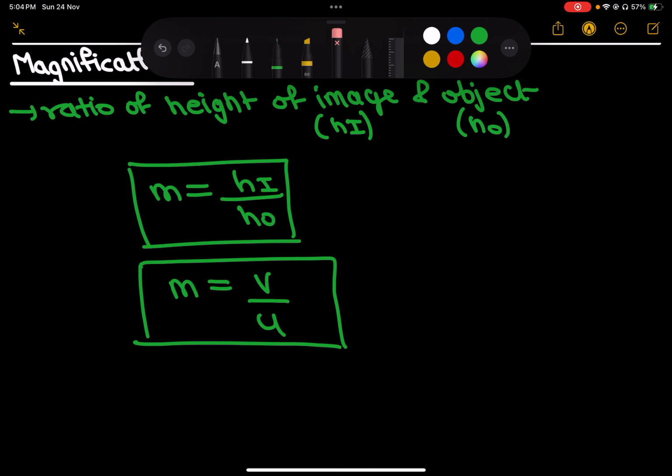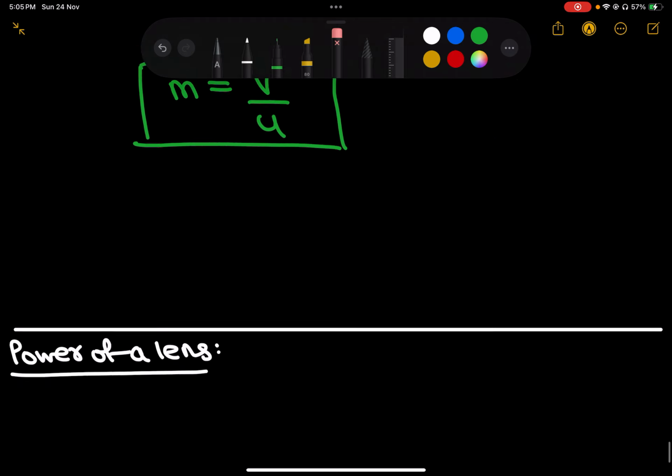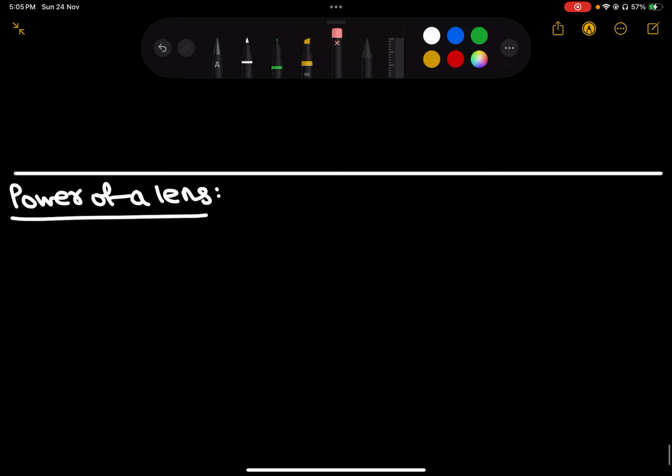So these are the two formulas for magnification. The first one is M is equal to height of image upon height of object, and second one is M is equal to image distance upon object distance. Okay, simple. Now we'll move on to the last part, which is power of a lens. Now, what exactly is power of a lens? So I'll write down the definition. Maybe you'll understand from it because it's a very simple definition.